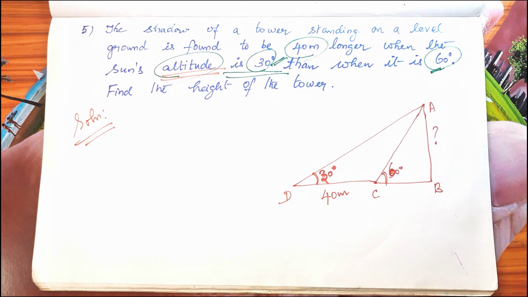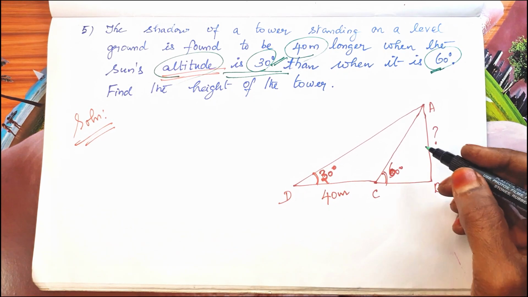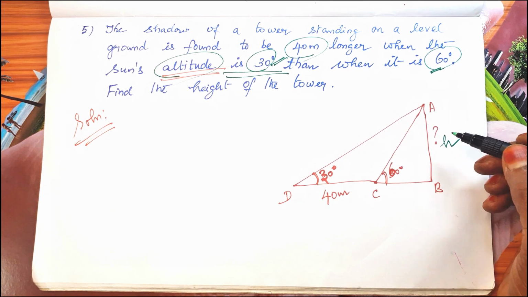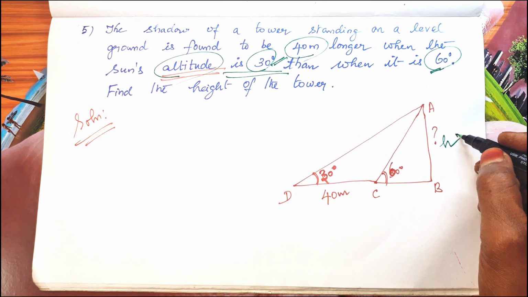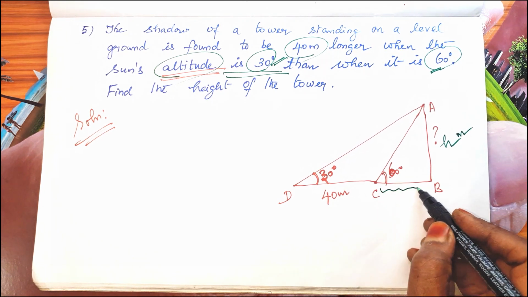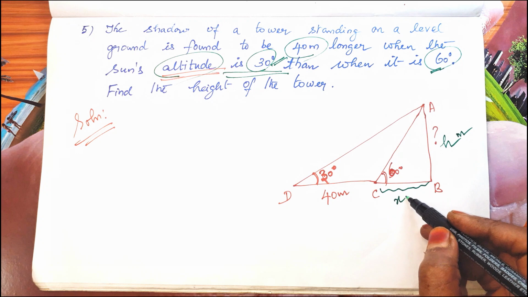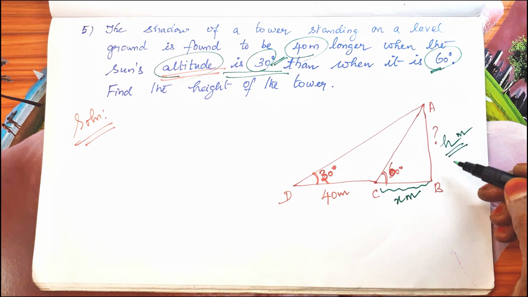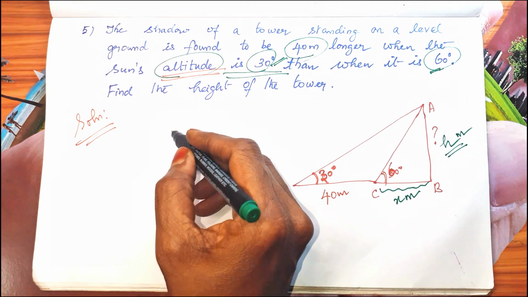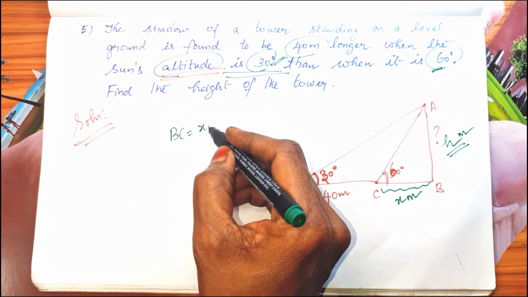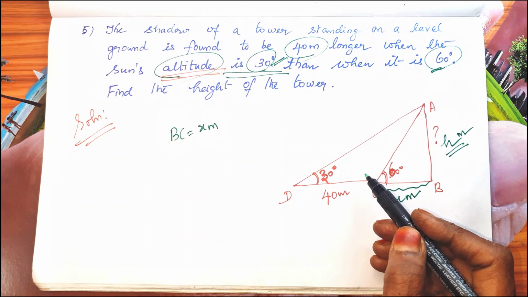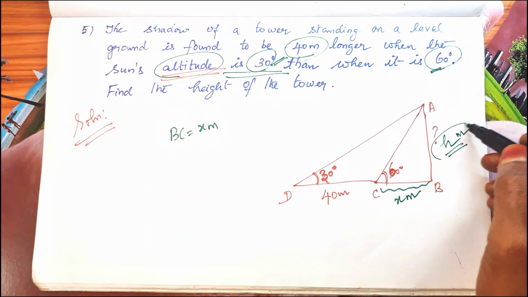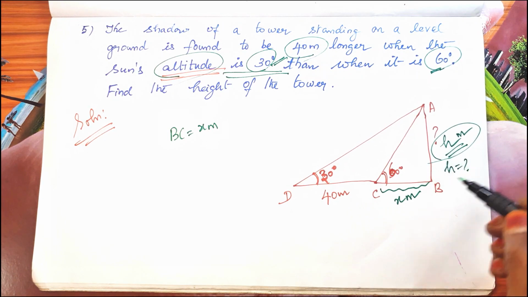So we don't know the height. Let the height be unknown, let it be h. What is the unit given? Meter. And this distance also we don't know. Let that be x meters. So height is h meters and the distance BC equals x meters. What are we going to find? We are going to find the height of the tower, that is h.